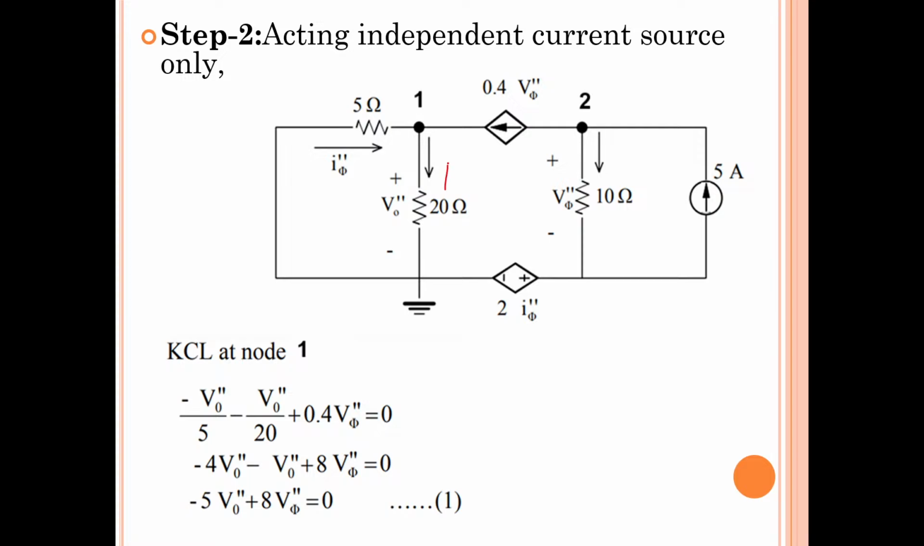So here I have assumed current to travel from reference to this. Of course, I have mentioned downward, but the equation that I wrote here is just opposite to that. So what is it? 0 minus V naught double dash by 5 ohms. Next, reference voltage 0 minus V naught double dash, this is V naught double dash by 20. That is equal to the entering current.